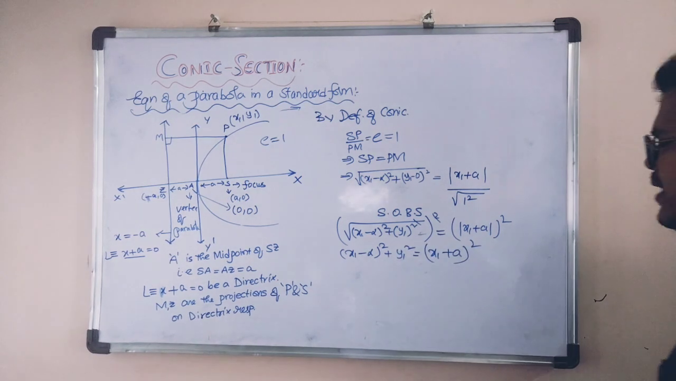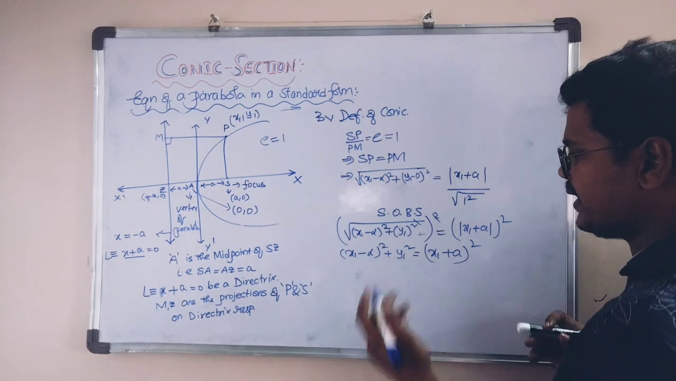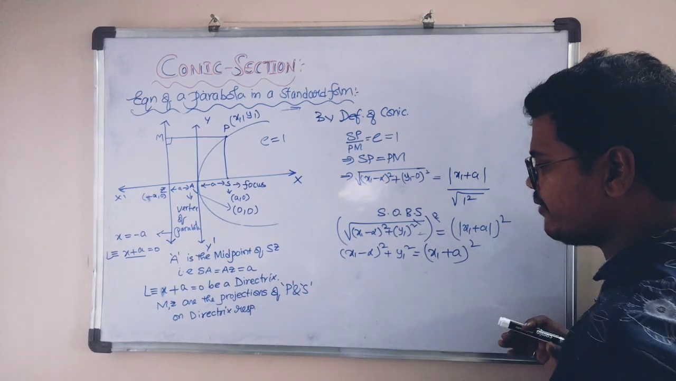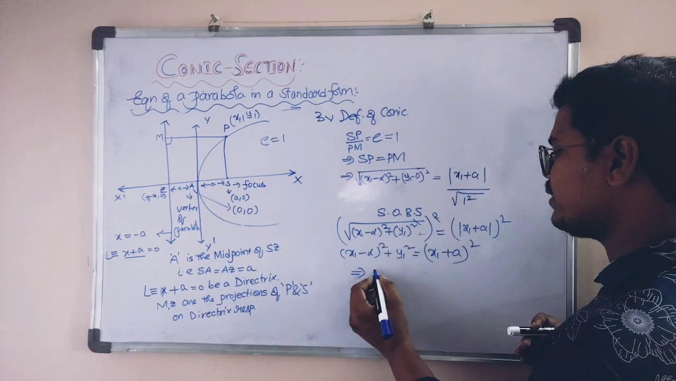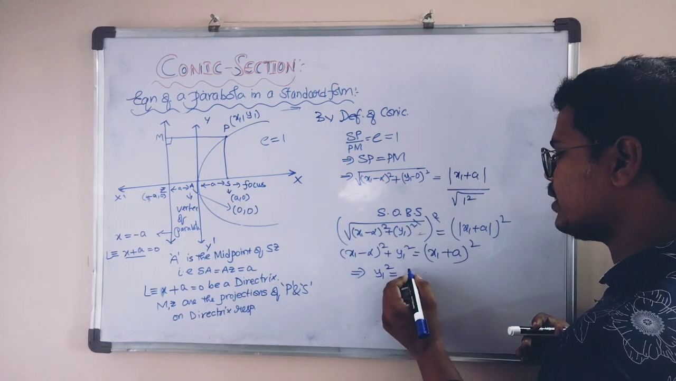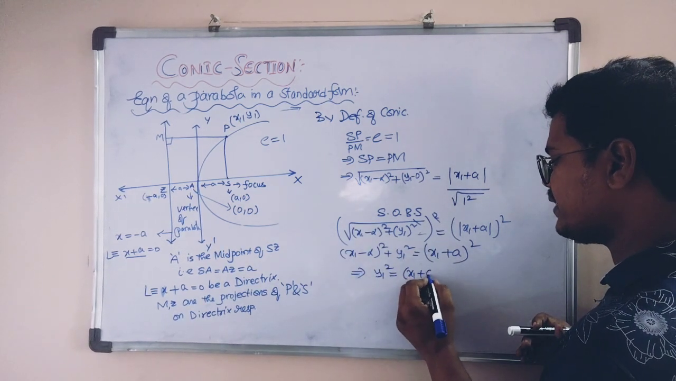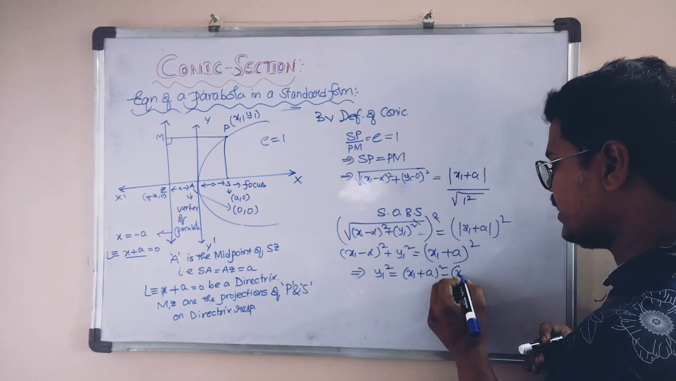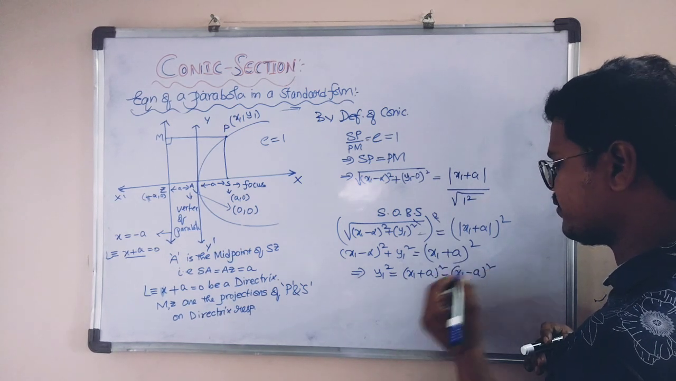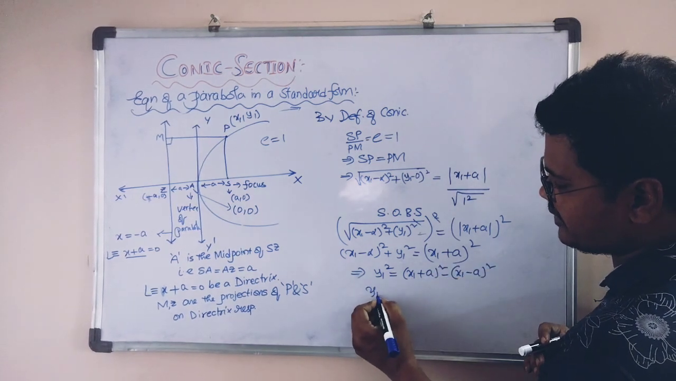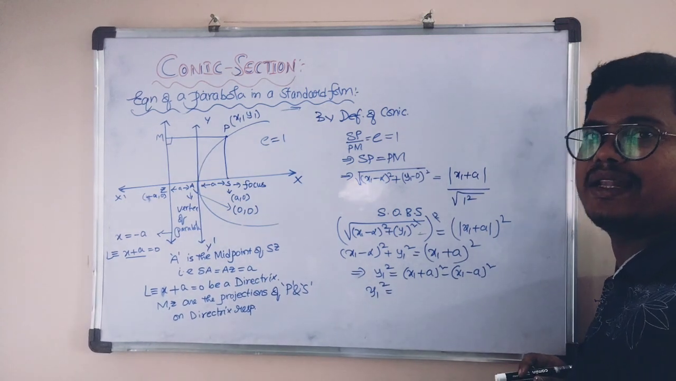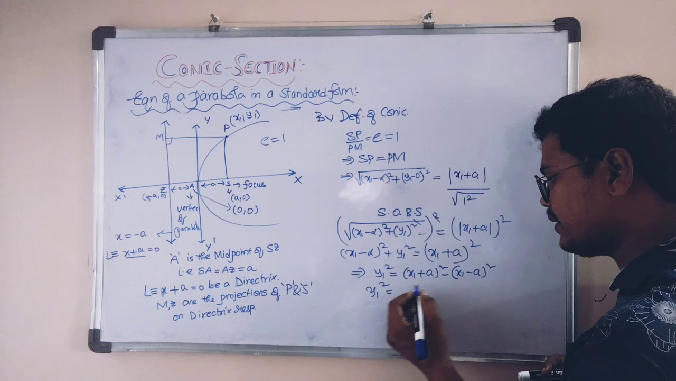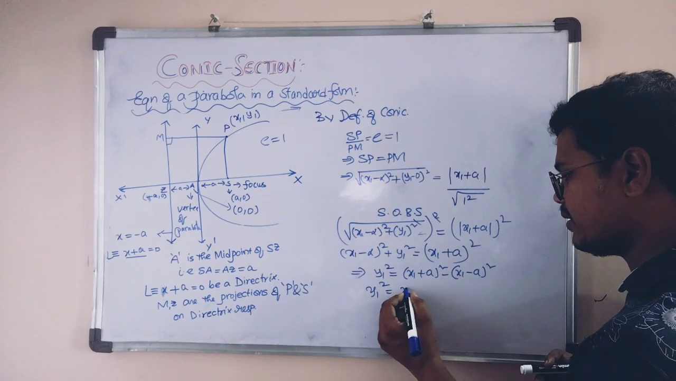Under modulus, plus or minus means it becomes square only. That's why I wrote it directly. In general, we are now moving x1 minus alpha whole square to that side. What will happen? y1 square is equal to x1 plus a whole square minus x1 minus alpha whole square, which is in the form a square minus b square. So y1 square becomes a square minus b square.